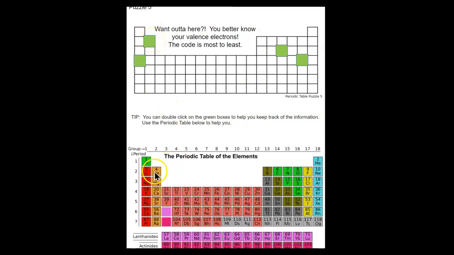We look down here, that's beryllium. Beryllium has an atomic number of 4, which means it has 4 electrons. So in the first valence shell, it has 2, and then the second valence shell, it also has 2. So you need to write down the number 2. Then once you get all the numbers, you need to put them in order from most to least, highest number to lowest number, and that is how you will find the code to solve that puzzle.